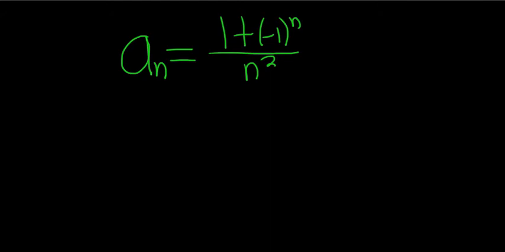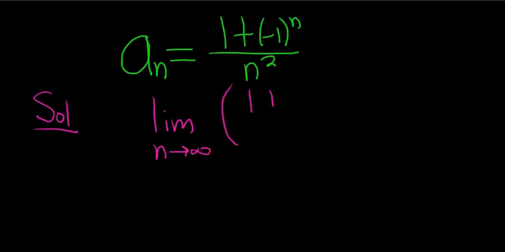Determine whether the sequence diverges or converges. If it converges, find the limit. Solution. So we'll start by taking the limit as n goes to infinity. If we get an answer, in other words, if we get a number, then the sequence converges and the number we get is called the limit.